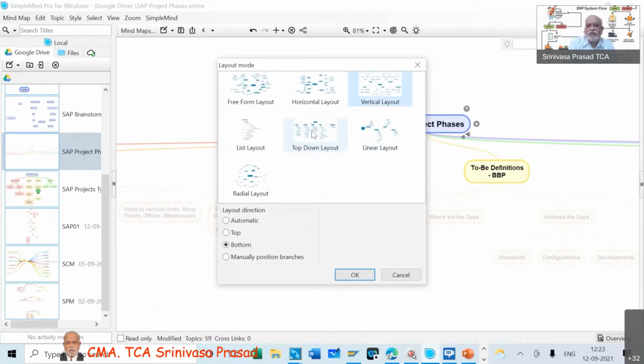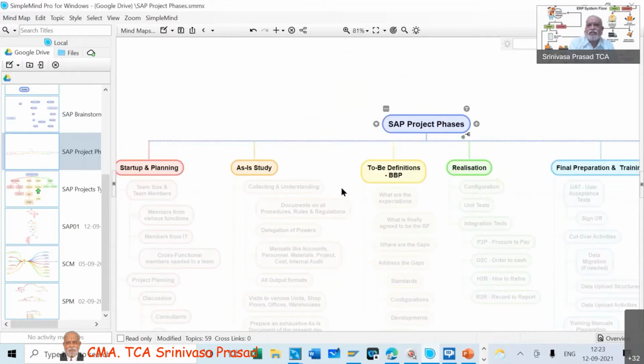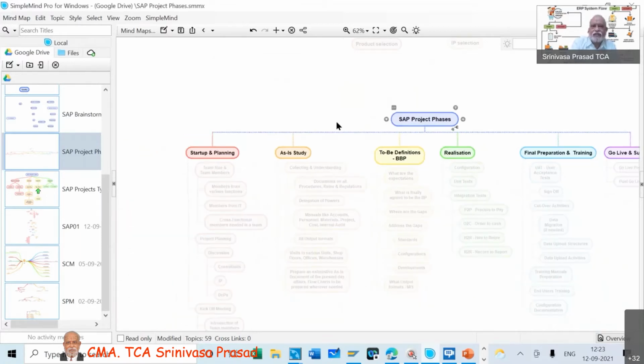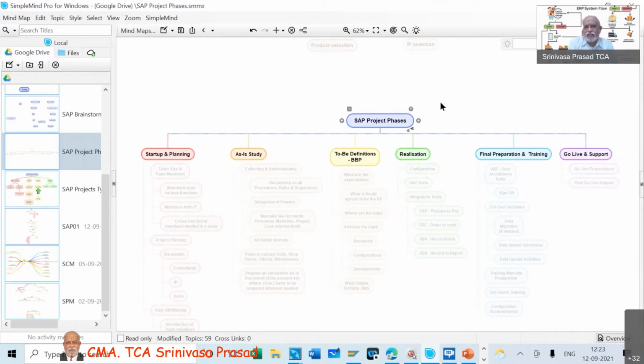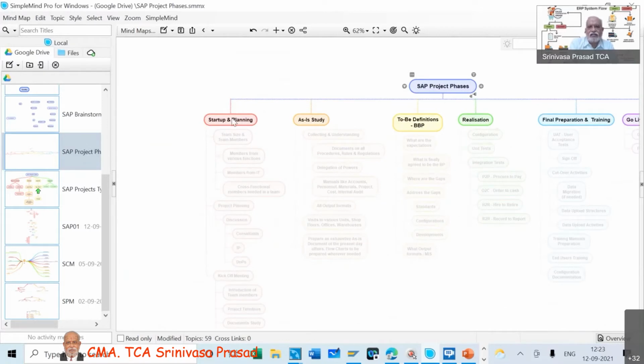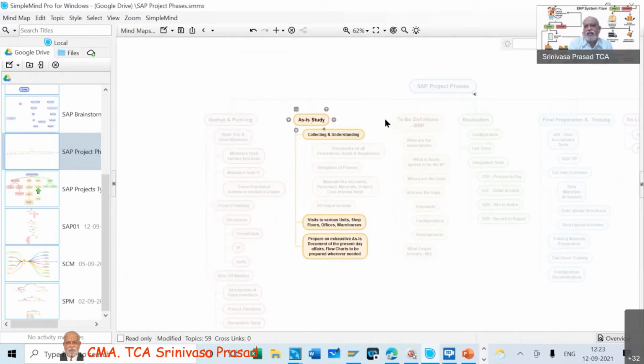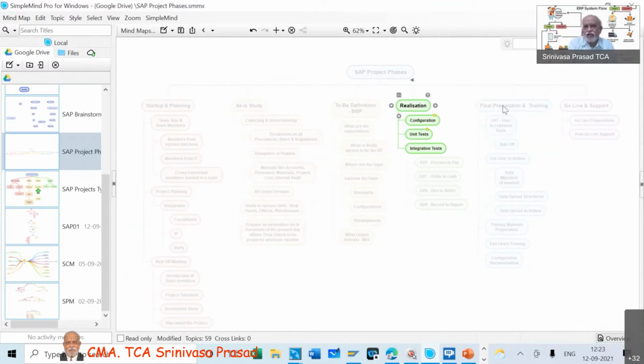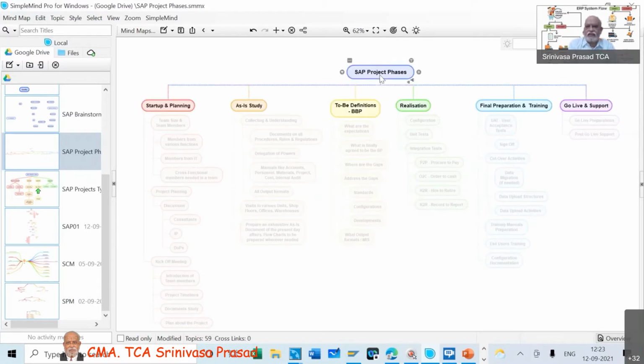Let's have a look at this from a different perspective. This will be much easier for us to see now. When you have a startup, as is study, to be definition, realization, final preparation, and training. This is how it moves. And when we get into this, we have all these modules, and as is study, to be definition, realization, and when we come to final preparation and go live. So these are all the major 6 phases of ERP implementation.